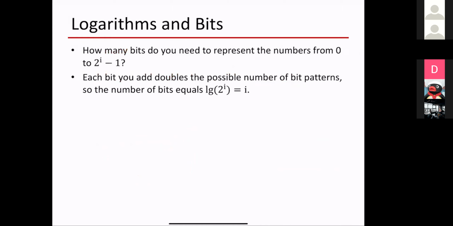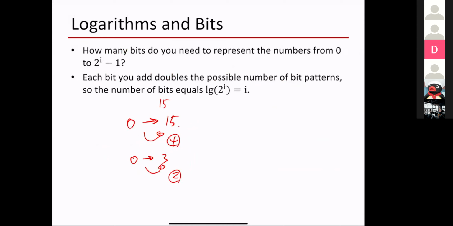Now, logarithm and bits. How many bits do we need to represent 0 to this number? Let's say 0 to 15. How many bits do I need? 4. What about 0 to 3? How many bits do I need? 2. You understand what it is, everybody? Yes. 00, 01, 10, 11, so I can represent 0 to 3. With 000 up to 111, I can represent 0 to 7.